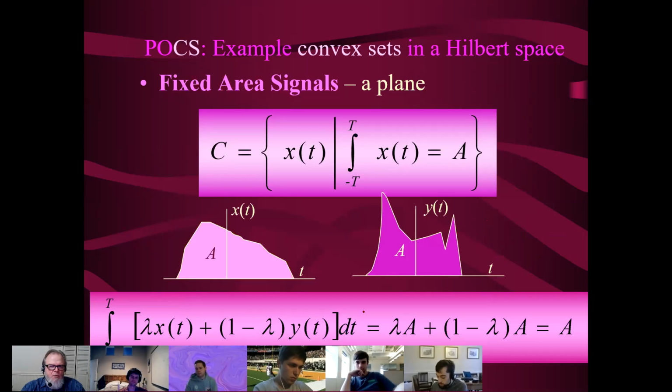So here are 2 examples. This x of t has an area of a. This x of t has an area of a. We're assuming it isn't marked here, but this goes from minus t to t. This goes from minus t to t. And in general, we don't care what happens on the outside, right? We're just integrating from minus t to t. And this is really easy to show.